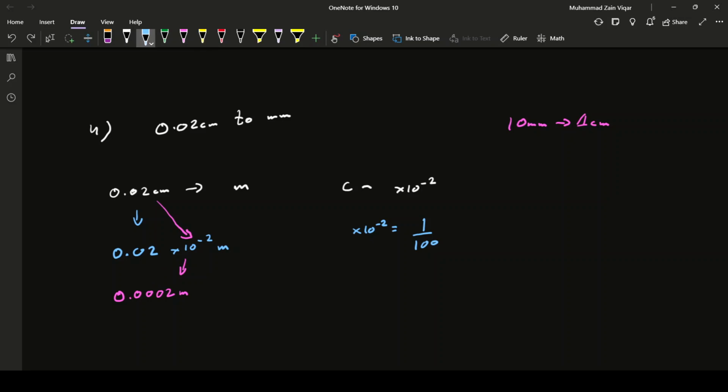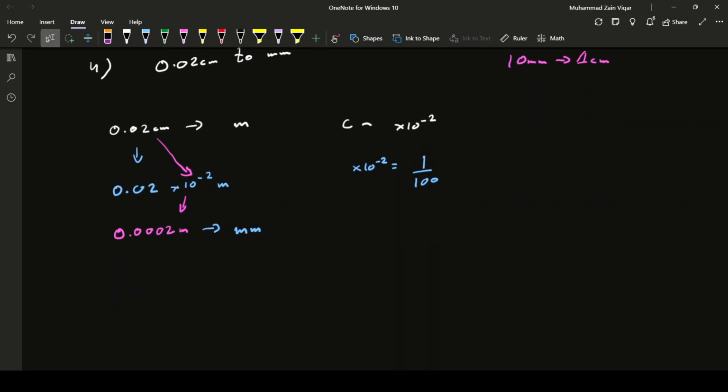Now we need to convert this meter to millimeters. So how can we convert this? We just convert it into times 10 to the power of negative 3 and then we replace it. The exact opposite of what we did. So 0.0002 meters. How could we change the decimal place? 1, 2, 3. If I move it 3 times towards the right, I'd be able to have a power of times 10 to the power negative 3, and the decimal would be here. So I'll get 0.2 times 10 to the power negative 3 meters.